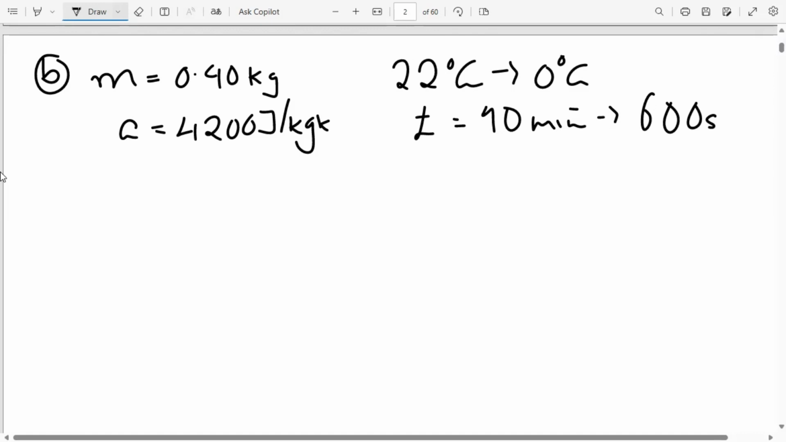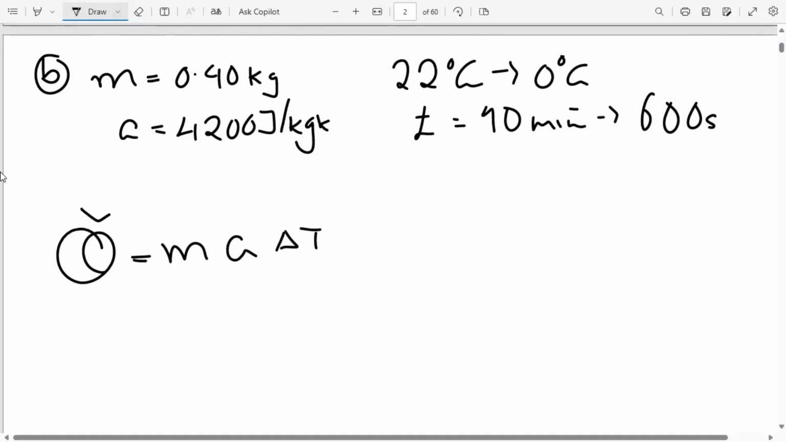Now, they've asked us to find the energy lost. They've asked us to find the energy that is lost by the water as it cools down to 0 degrees Celsius. So how are we going to calculate this energy that is lost? We're going to use the same method that we used in part A, because we know the energy lost, Q, is equal to mc change in T, like that.